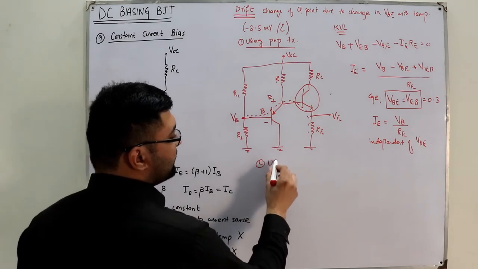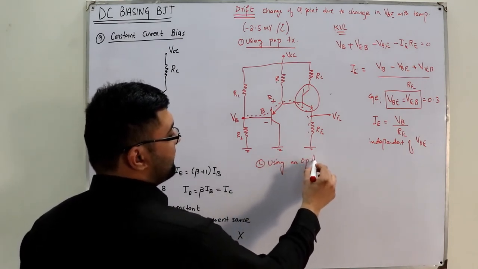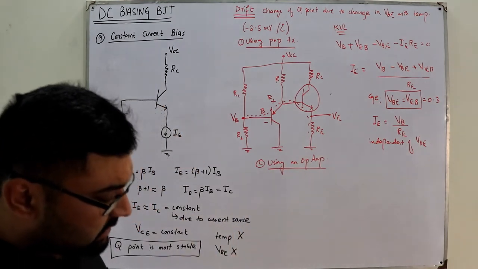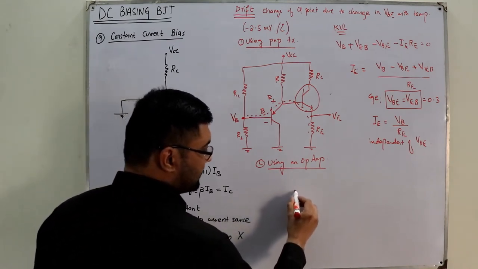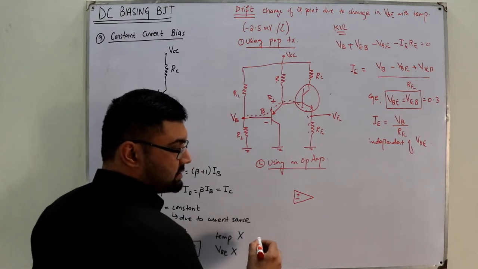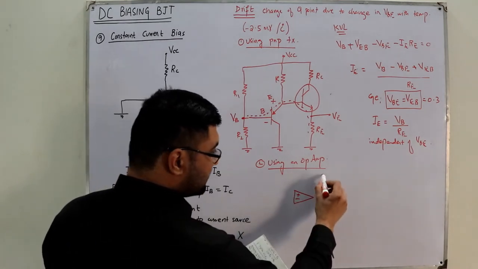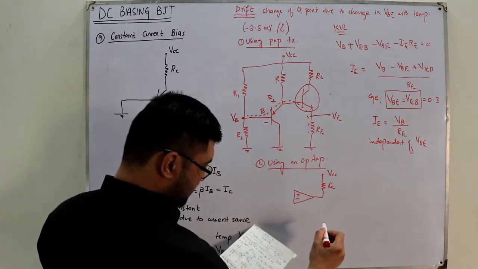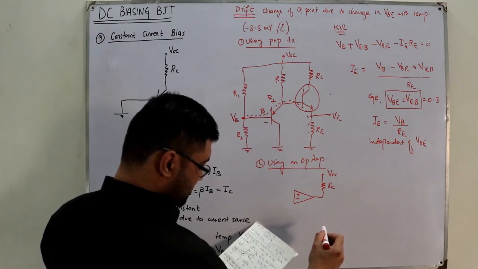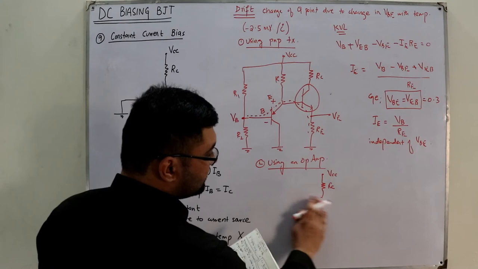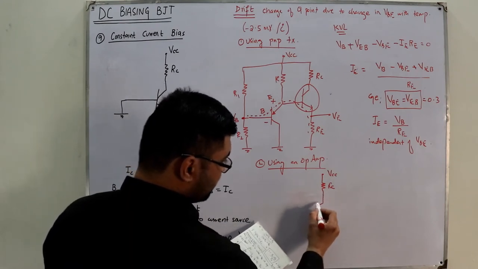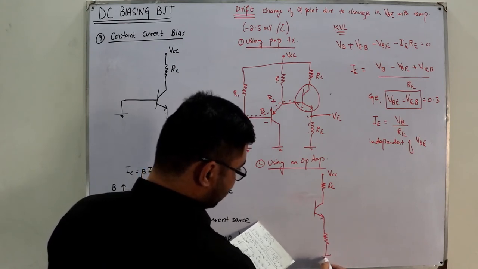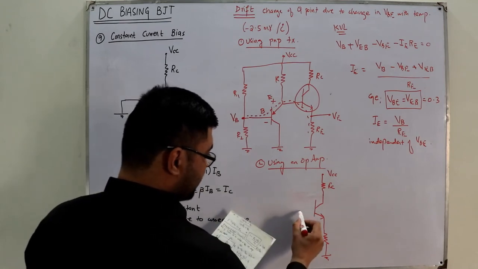The second is by using an operational amplifier, using an op amp. So basically, you don't know anything about op amp at this stage, but just a little thing. Op amp is this sort of a circuit. You have a plus terminal, you have a minus terminal. If the circuit is connected like this, wait. This is VCC, this is RC. Fine, and then this is your emitter resistance RE. Yes. What you have is like this.